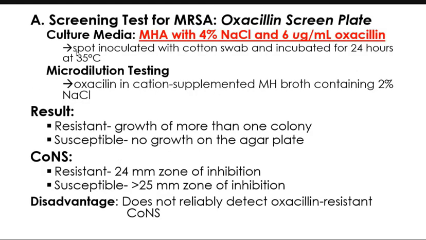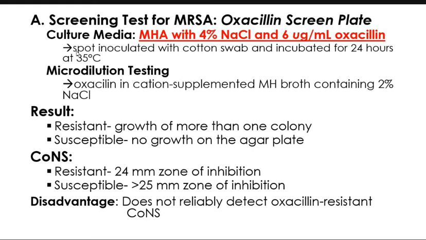And we have here again the screening test. Na-discuss na rin ito noon. Screening test for MRSA, which is the oxacillin screen plate. So this is more of a screening test now for MRSA. Culture media, MHA with 4% sodium chloride and your 6 microgram per ml oxacillin. Then you have the microdilution testing wherein oxacillin and cation supplemented MH broth containing 2% sodium chloride. The resistant, there will be growth of more than 1 colony. Susceptible, there will be no growth on agar plate.